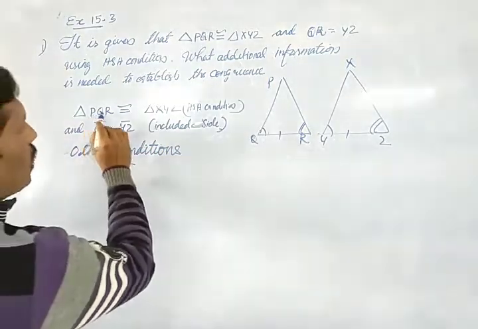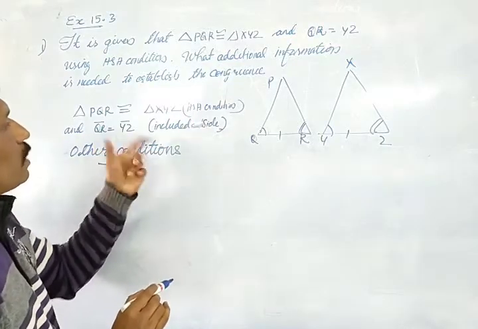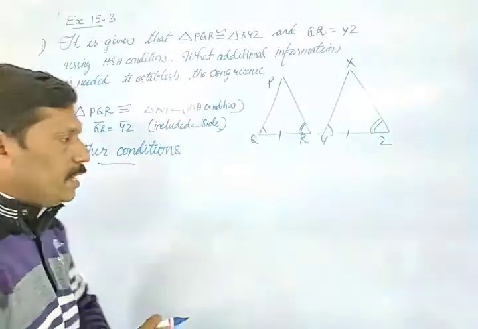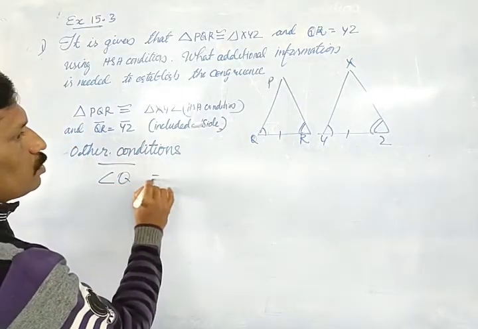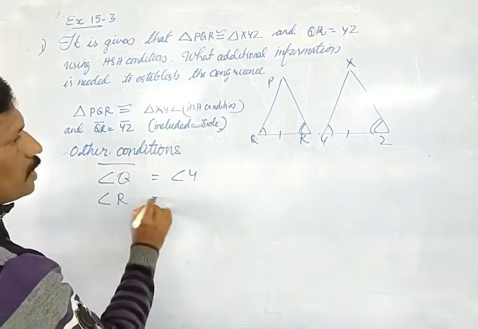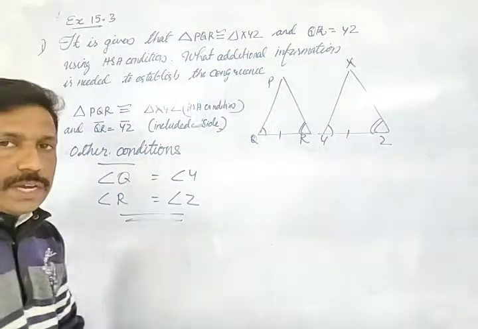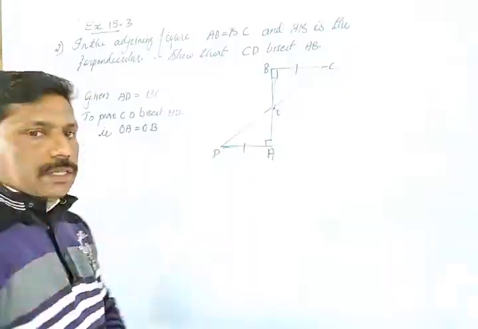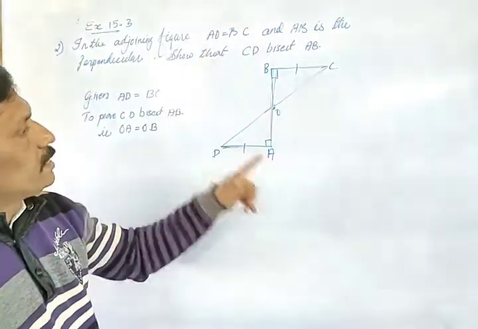First of all, triangle PQR is congruent to triangle XYZ by this condition, and one side is given. A and A means two angles we need. Which are these angles? Angle Q is equal to angle Y, and angle R is equal to angle Z. So these are the other two conditions needed to establish the congruency according to the ASA condition. Listen here. Second question, in the adjoining figure AD is equal to BC.